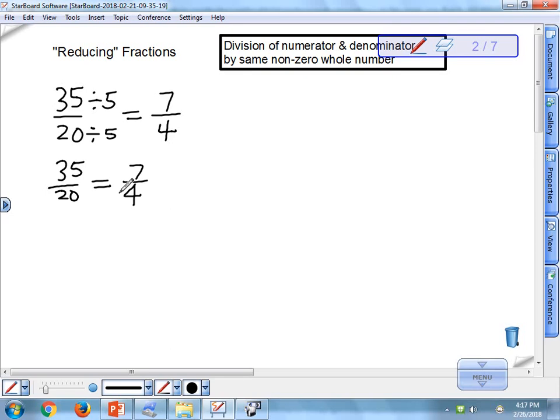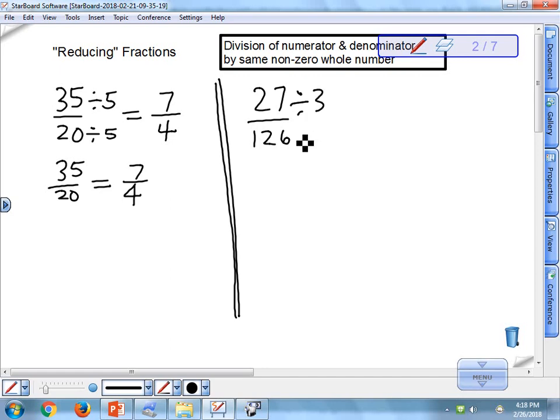Now, suppose we take a look at a second example, and I'm going to show two different ways that we could reduce this particular fraction, 27 over 126. I begin by noticing that 27 can certainly be divided by 3, and then also 126, if I add the digits, 1 plus 2 plus 6 is 9, and that's divisible by 3, so therefore 126 is also divisible by 3, and I'm going to go ahead and do that. I can get that this is equal to 9 over 42.